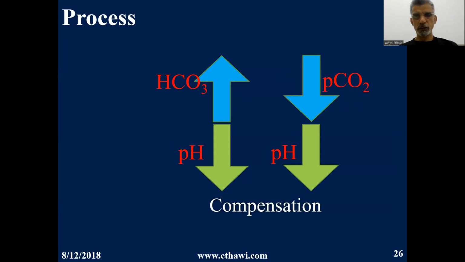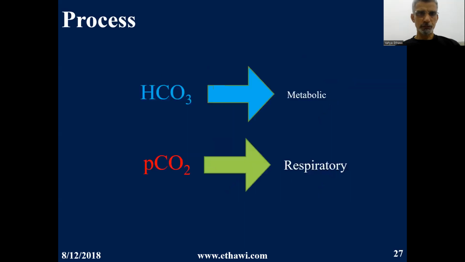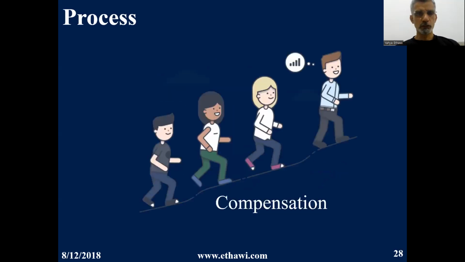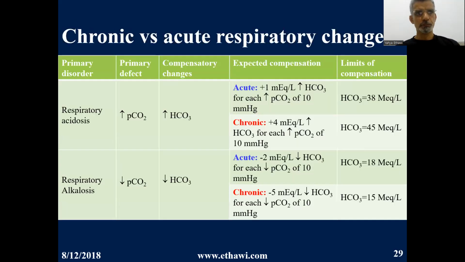So when you see the reverse, then there is compensation. If the bicarb separates from the pH, not in the same direction, that means a compensation process started. And if the pH and PCO2 became in the same direction, that also means compensation. Now, remember the bicarb is a metabolic process and PCO2 is a respiratory process. If you see everything in the same direction, then this is a correction or compensation process.